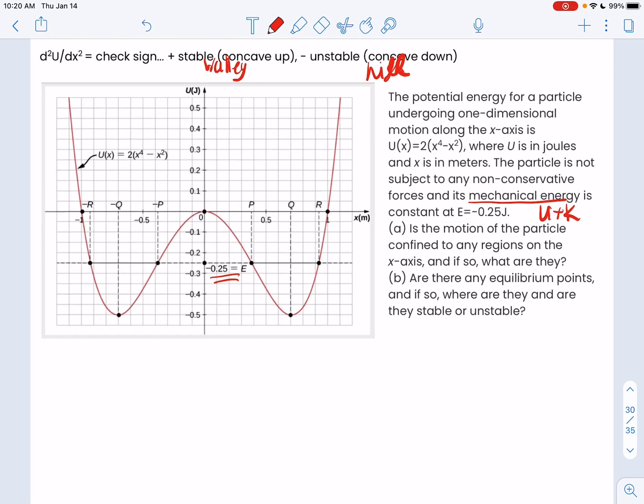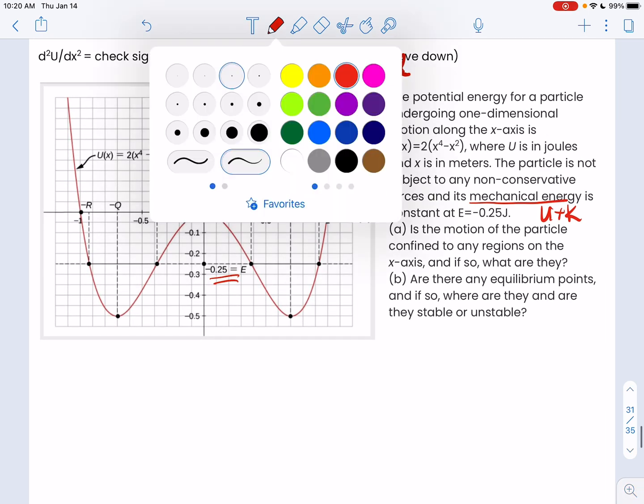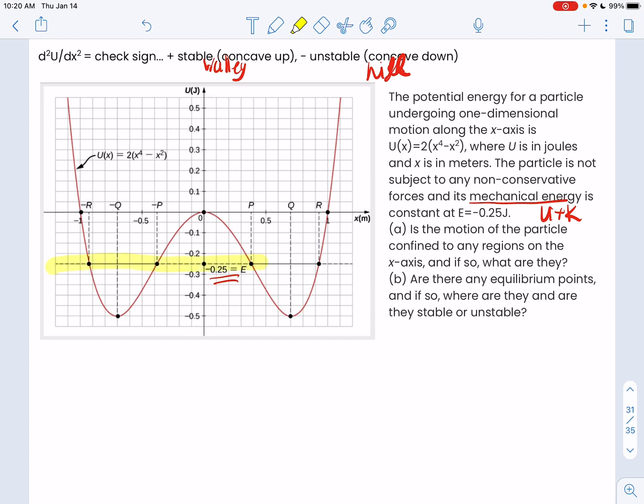The first thing you want to notice is that if this is your total energy line, all of this part up here is irrelevant, because it can't ever get to any of those regions since it doesn't have that much total energy. So between here and here, the ball could roll, and between here and here. So only in those valleys. It can't get higher than that total energy amount.